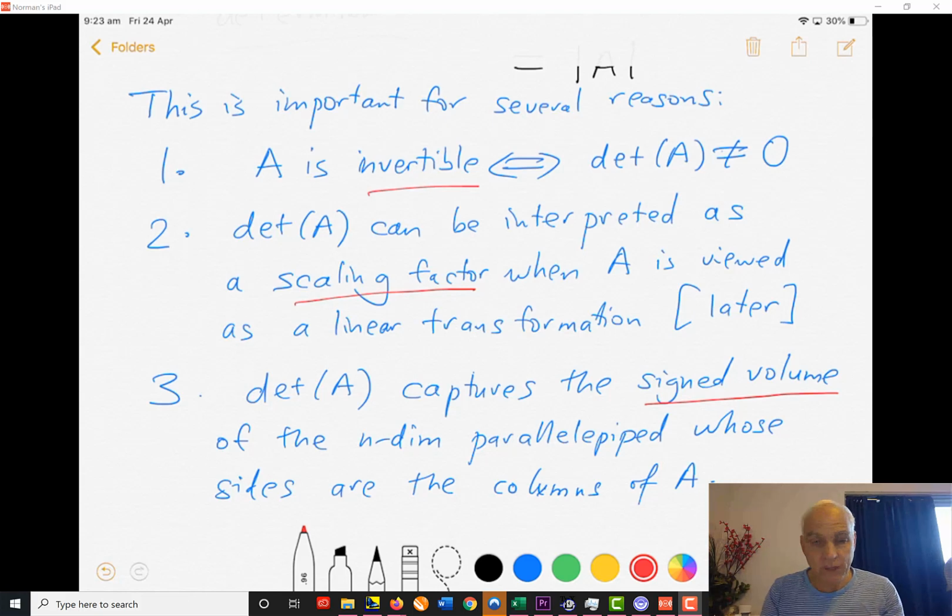First of all, it has something to do with invertibility. It has something to do with scaling, or how much areas are transformed when you think of A as being a transformation. And we'll learn about that later. And it also captures the signed volume of a parallelepiped, which is an n-dimensional analog of a parallelogram. Now, that last one, even though in higher dimensions it's actually quite complicated, at least in 2 dimensions, it's quite understandable, and that's a really good place to start. So I want to talk about that interpretation now in terms of areas in the plane.